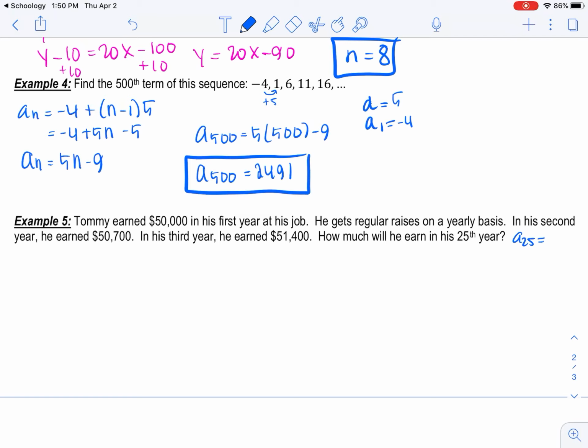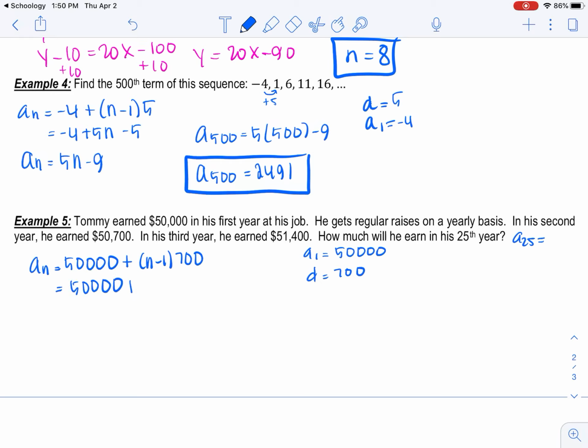So in order to write a rule, I need two things. I need the first term. Do I have the first term? Sure do, 50,000. I need the difference. Do I know the difference from year to year, how much more he's making? $700 more each year. Now I can write a rule. a sub n is equal to a sub 1, 50,000, plus n minus 1 times the difference, 700.